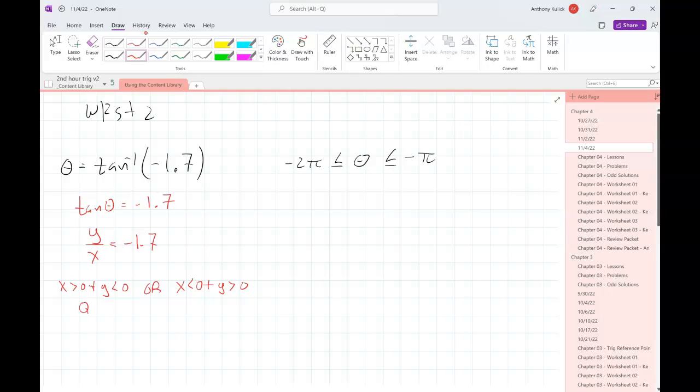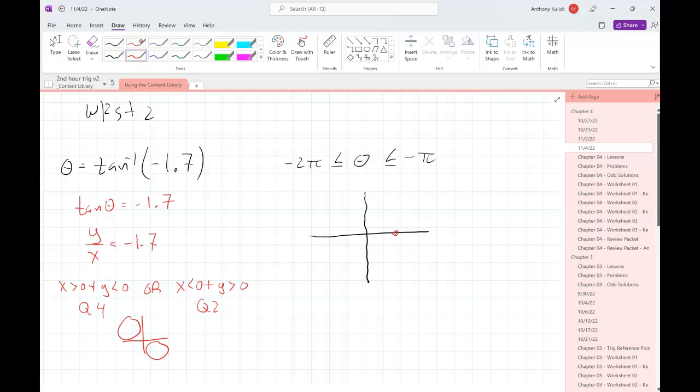This is quadrant 4, where x is positive but y is negative. This one is quadrant 2, where x is negative but y is positive. Okay with that? Now let's go ahead and figure out what angles are covered between negative 2 pi and negative 1 pi.